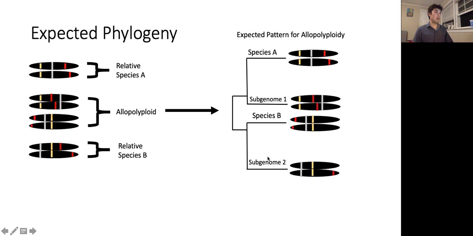Now, the expected phylogeny of this is that, as we stated earlier, species A, the relative species, falls out with subgenome 1 because they shared a diploid ancestor, and species B and subgenome 2 fall out with each other for the same reason. Now, if we look at the yellow bars, the relation between the subgenomes of the allopolyploid and the relative species becomes apparent.